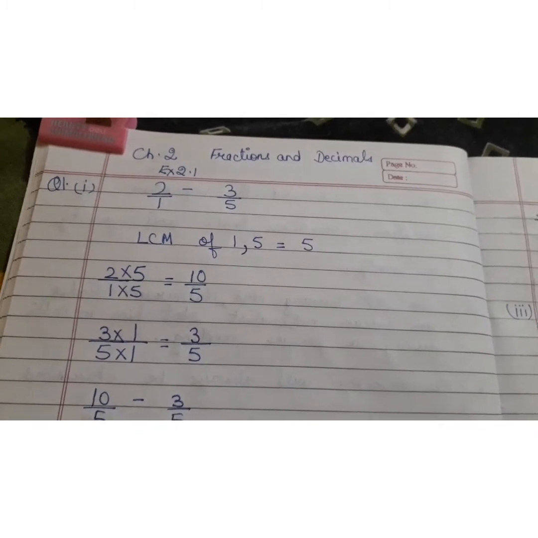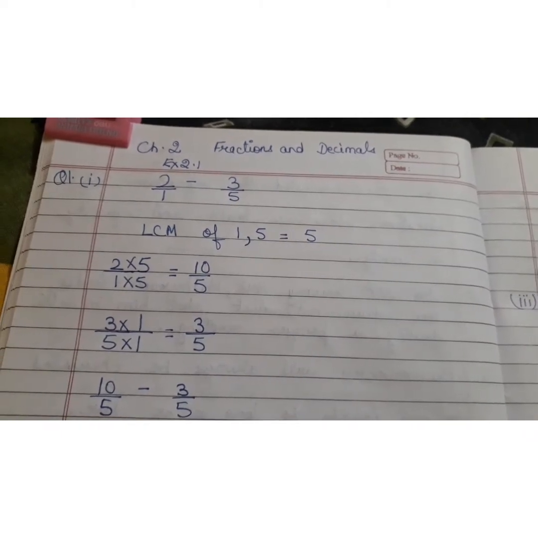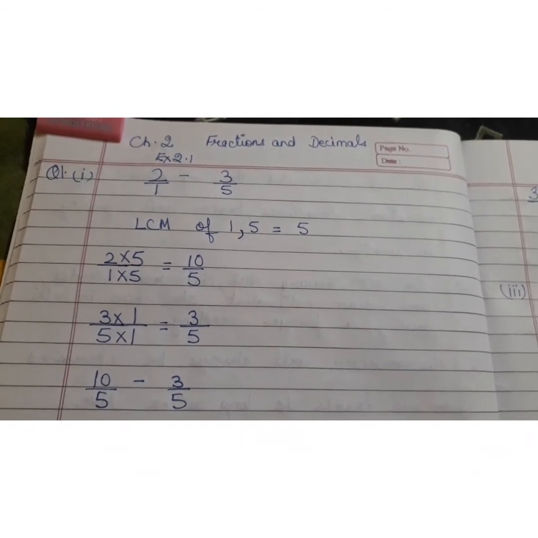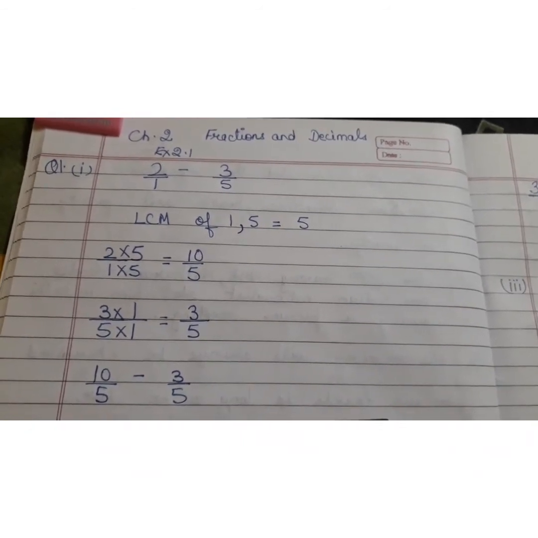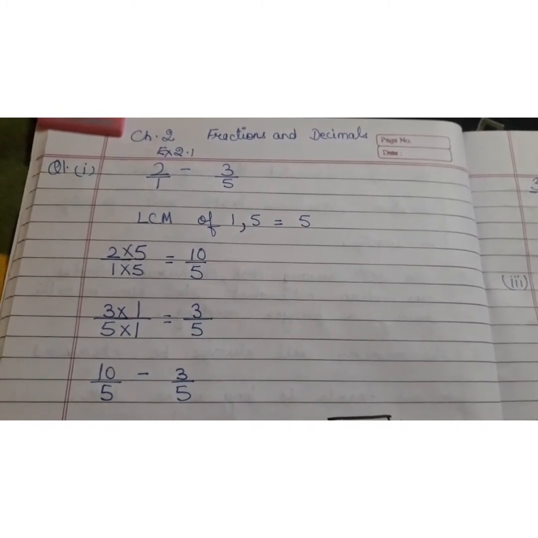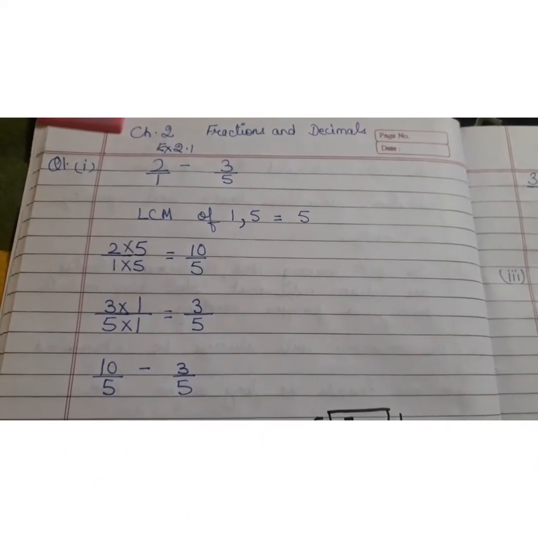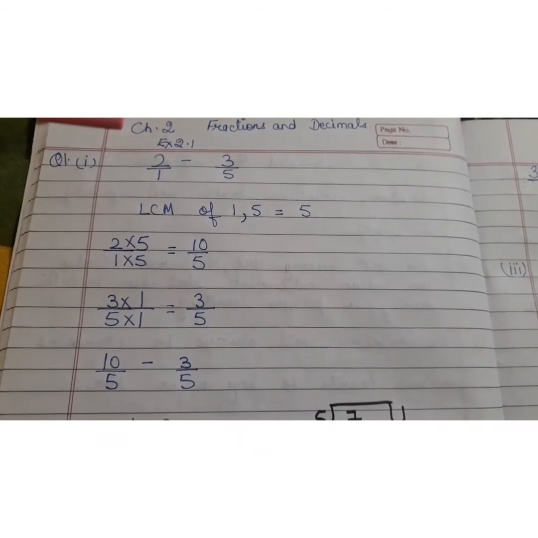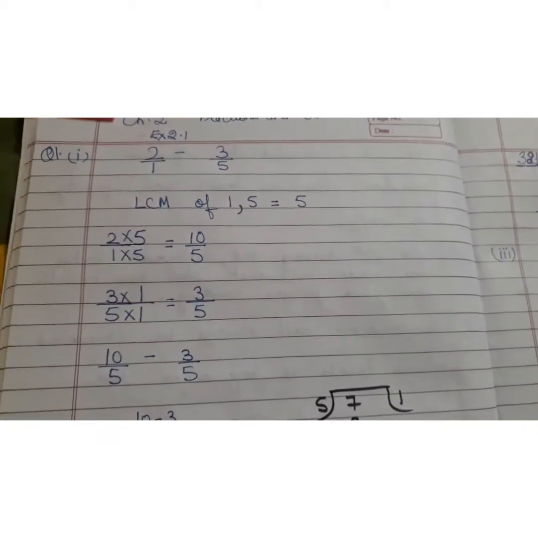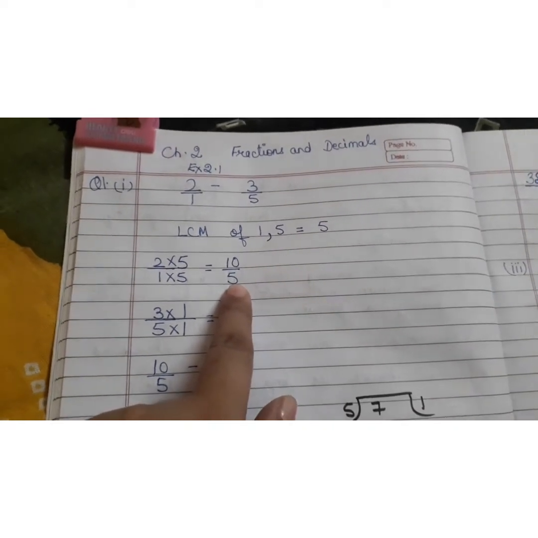Both of these fractions are unlike. First of all, we will convert these unlike fractions into like fractions. For converting unlike fractions into like fractions, first of all take the LCM of the denominators. The denominators are 1 and 5, so the LCM of 1 and 5 is 5. Take the first fraction 2 by 1 and write down the LCM number here and make it a like fraction.